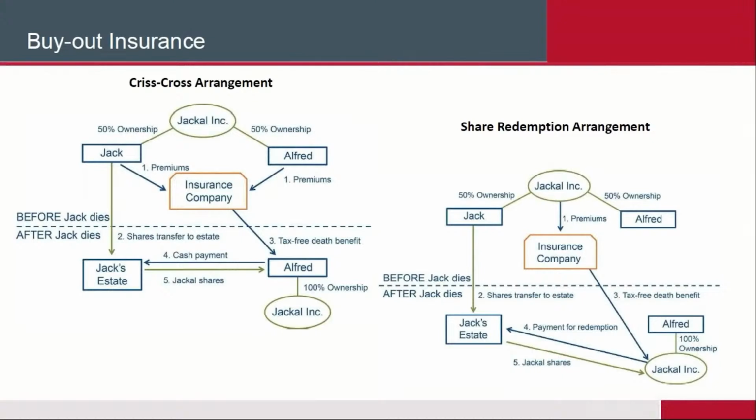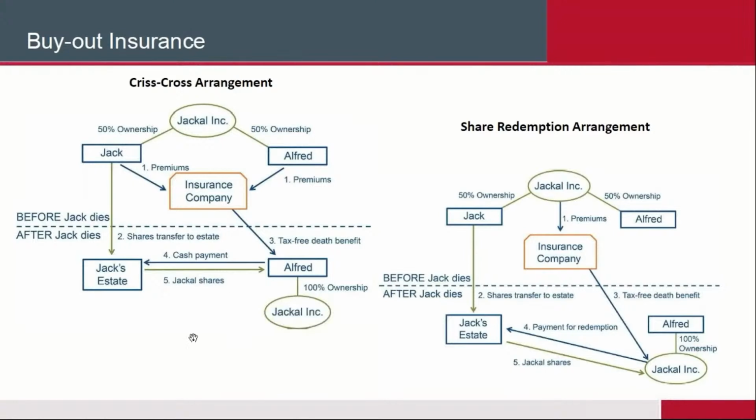The insurance company will pay Alfred, who's a living partner, of course, the $500,000. Alfred then will take that cash payment that he received from the insurance company, go over to whoever's representing Jack's estate here, and basically give the $500,000 to them, and then the shares are handed back to Alfred, and now Alfred owns the company.